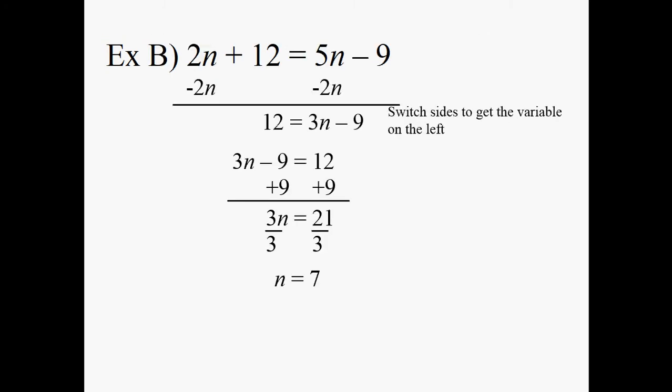All right, if I were to check it really quick, I've got 2 times 7, and then add 12. And then the right side would be 5 times 7, subtract 9. Remember, use your parentheses when you're doing the 2 times 7 and then the 5 times 7. So you really have a 14 plus a 12. And then a 35 subtract a 9.